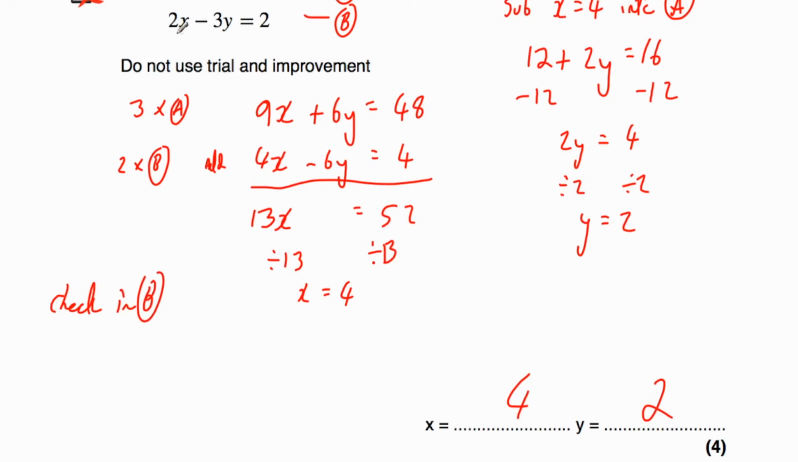So 2 times x, that's 2 times 4, which is 8. And then we've got take away 3 times y. y is equal to 2, so 3 times 2 is equal to 6. So we've got 8 take away 6, and that should hopefully be equal to 2. 8 take away 6 is 2, so we've got 2 equals 2, and that's correct. So that's our answer, x equals 4 and y is equal to 2. Okay, let's have a look at our next question.